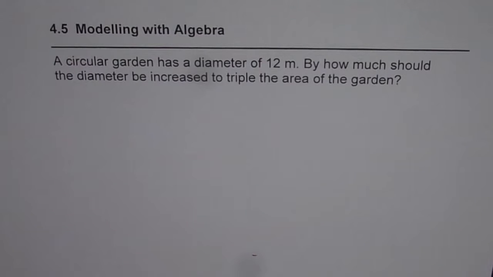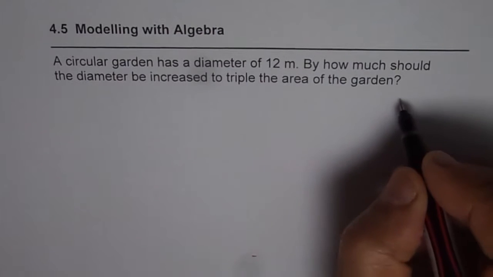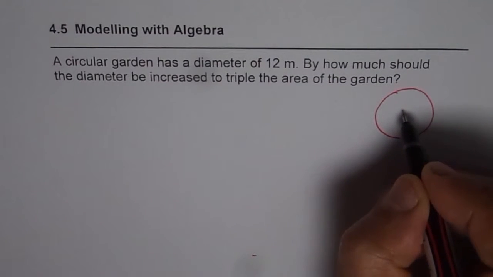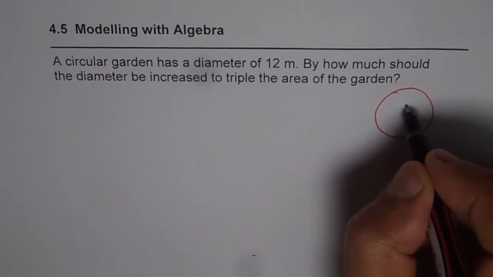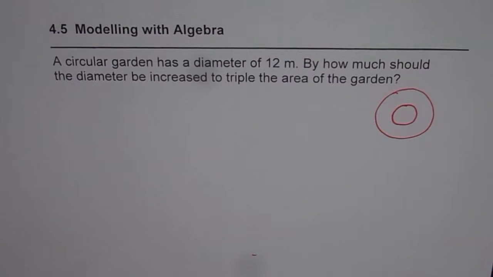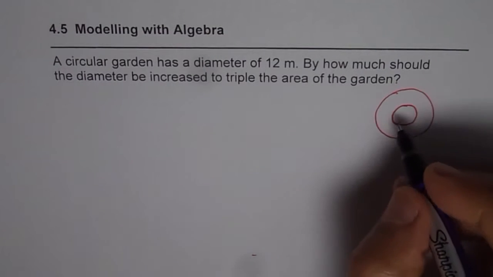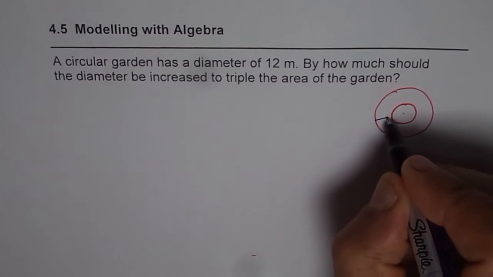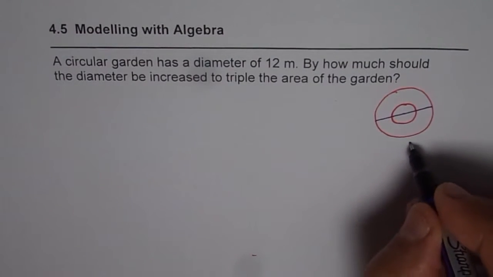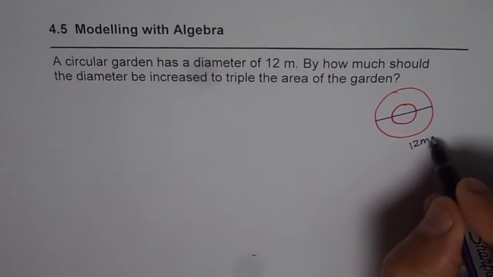A circular garden has a diameter of 12 meters. By how much should the diameter be increased to triple the area of the garden? So let's sketch two circles. One, the original garden. Well, this time let that be the increased garden, and this is the smaller garden. Okay. So what we are given here is a diameter of 12 meters. So let's say the diameter goes through the center, and this diameter is 12 meters. Let me write here, 12 meters is the diameter.